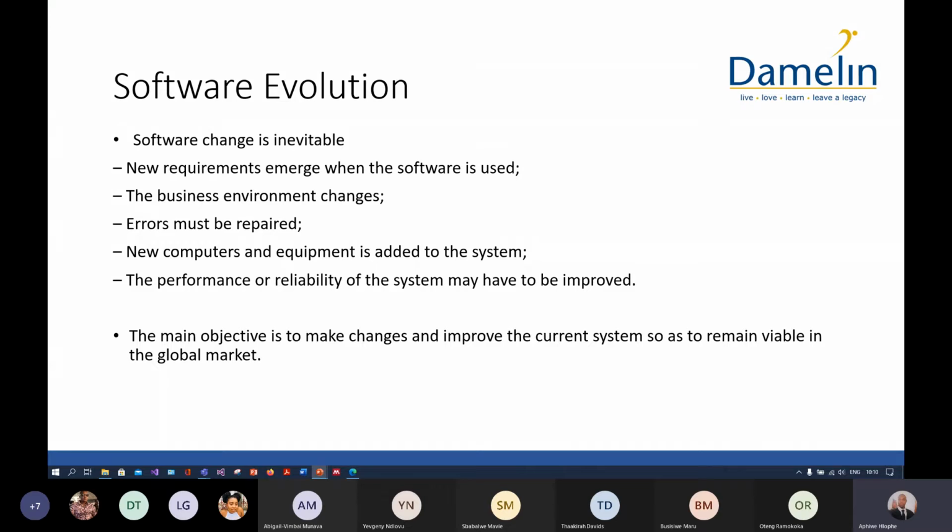So software is bound to evolve or change. It doesn't remain the same. And this could be because of a number of factors which we'll cover in this class. Some of them are beyond your control, the external events. Okay, so software changes for these particular reasons.